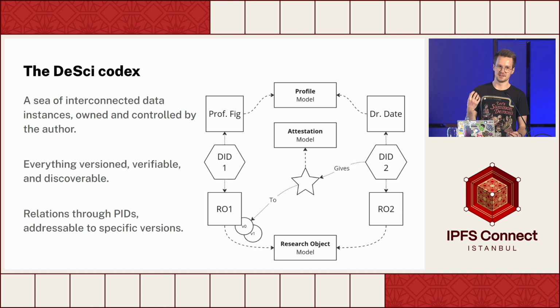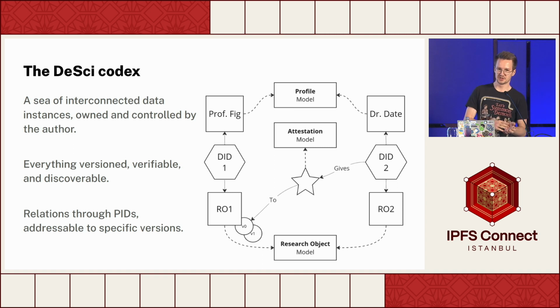You can also see that DID2 here has assigned an attestation by creating that model, and it includes a reference to a specific version of the research object that Professor Fig has created. So everything here is granularly creditable, versionable, verifiable, and automatically discoverable without having to rely on any central party.